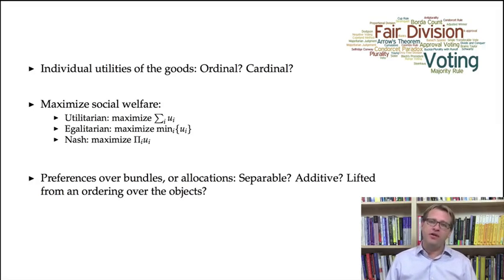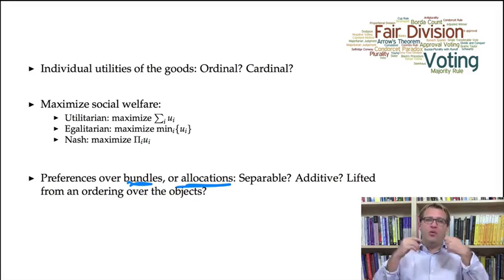Finally, are the preferences over bundles or allocations? So if we have a set of objects, we're going to need to divide up these objects among each of the individuals. And so what that means is that some individuals might receive more than one object. The question then becomes, what is the utility that the agent assigns to that bundle, that collection of goods? Now, we're assuming that the agents have utilities over each of the individual goods, but can we use that to somehow read off what the utilities are for a set of goods or a bundle of goods? Well, there are different assumptions you might make.